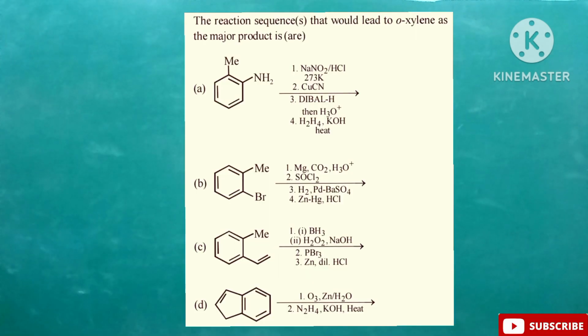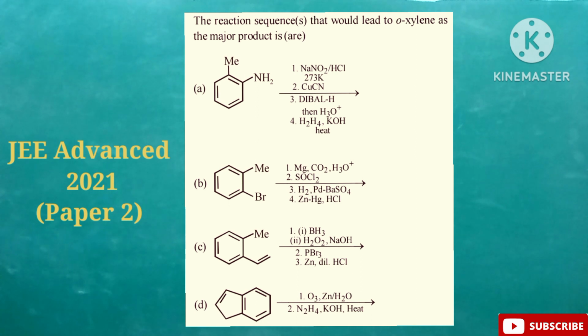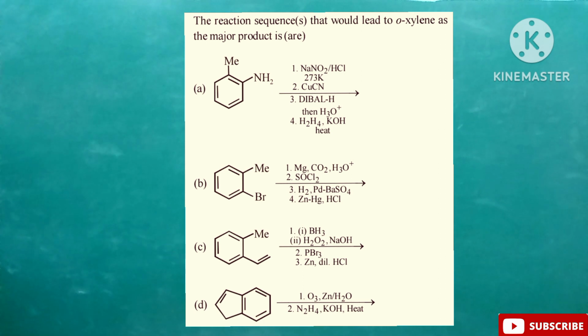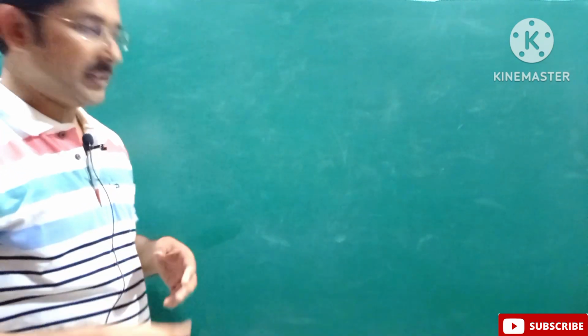So you can see the question on the screen. The question is: the reaction sequences that would lead to orthoxylene as the major product is or are. That is, the question is of the more-than-one-correct type, right? So we have to check the options one by one. Firstly, obviously we have to know the structure of orthoxylene.